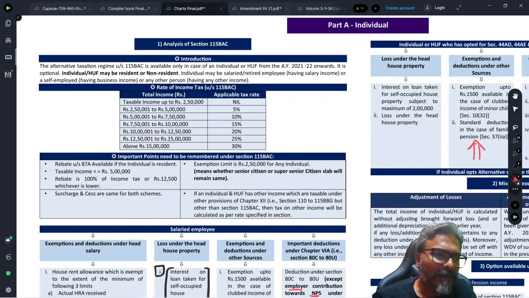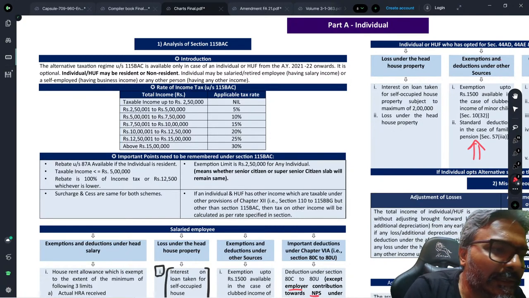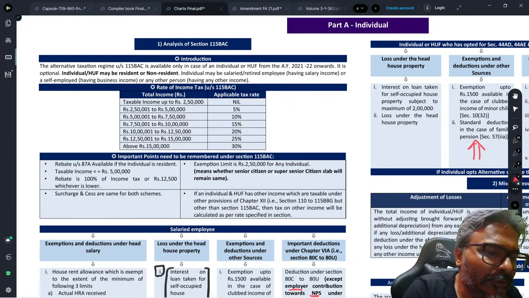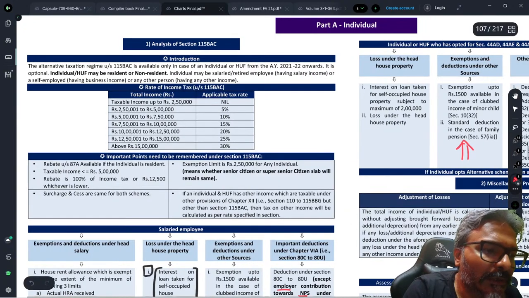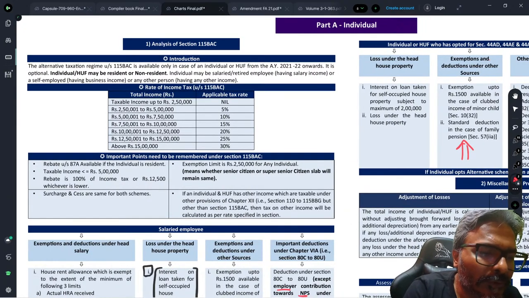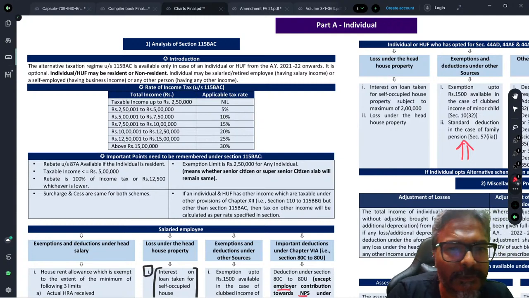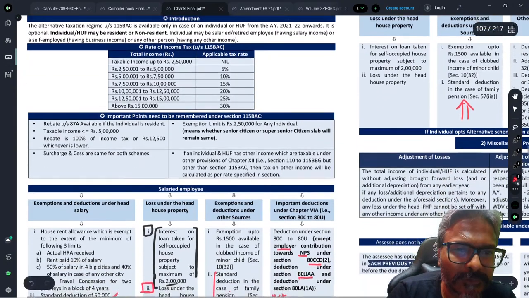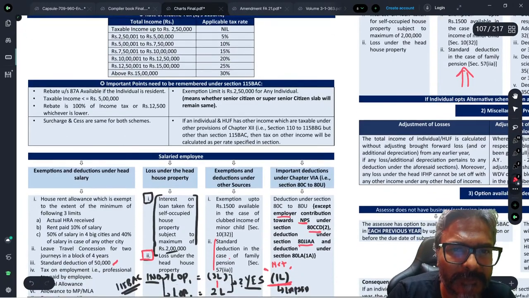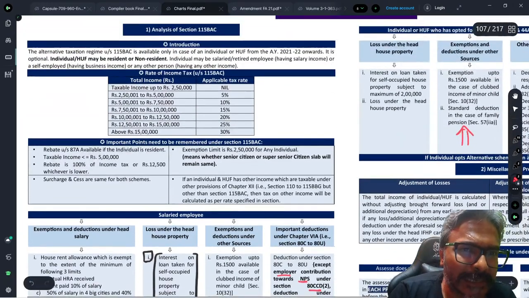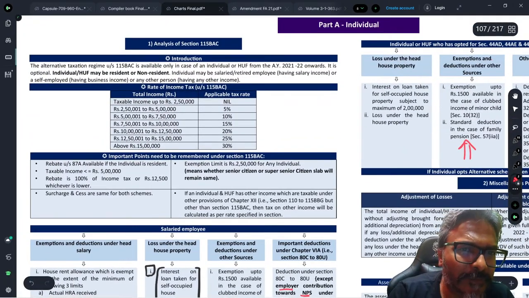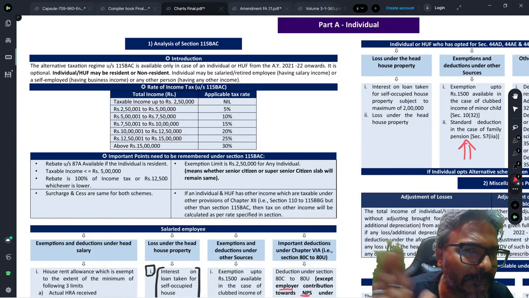So a non-resident individual or a resident individual, both of them, students, will be eligible for this particular benefit of 115BAC. Now the tax rate, the slab rate, I think all of you are aware of it. Every 2.5 lakhs, the slab rate is increasing by 5%. Up to 2.5 lakhs, nothing.